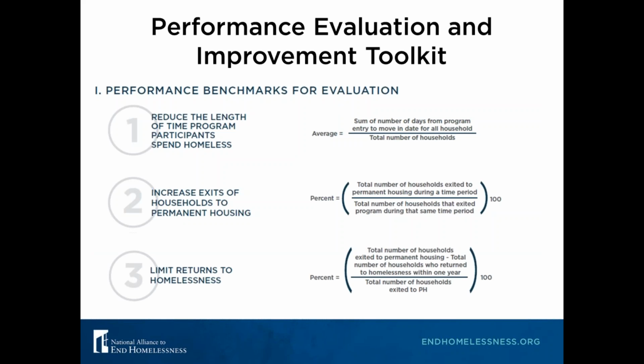The Performance Evaluation Improvement Toolkit that we're introducing today is divided into two main content sections. The first section focuses on the three most important benchmarks that Rapid ReHousing programs should use to evaluate effectiveness. These metrics are length of time participants spend homeless, the number of households exiting to permanent housing, and the number of households returning to homelessness after exiting. The toolkit also includes detailed instructions on how to calculate these metrics.